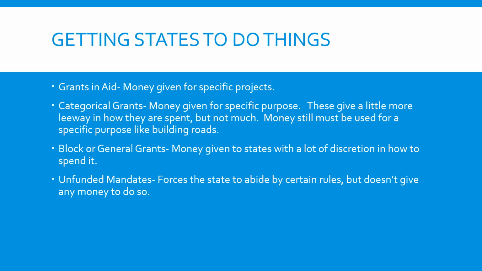Then the fourth kind is called unfunded mandates. These are things that states are forced to abide by, certain rules that they're given by the federal government, and they tell the states, you've got to abide by these rules and regulations, but they don't give them any money to do so. An example of that would be the No Child Left Behind policy in education. They put these policies down on the states, but they didn't give the states any money to then enact these policies, to enact this state level testing or whatever it is that they're forcing the states to do. States hate unfunded mandates.